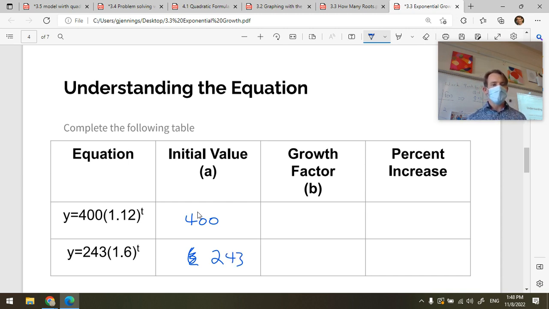Our growth factor is just this number. We call this number the base of the exponent, the growth factor. So that's 1.12. And this one is 1.6. But if I asked you, by what percent each year is that growing? 1.12. Well, it's growing by 12%. Yeah, so you were going to say 12% increase, right? It's 12% more than 100. So this is 12% growth. This one, good, is 60%.